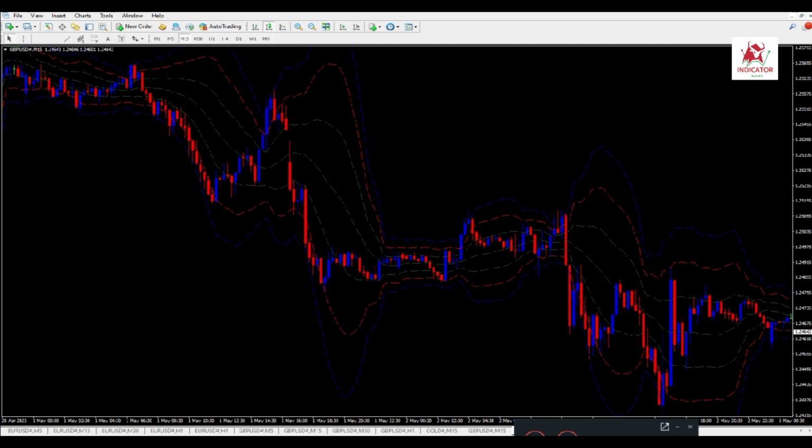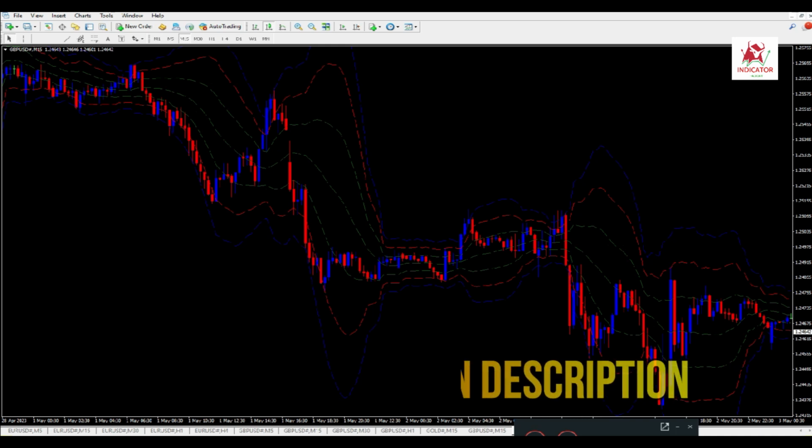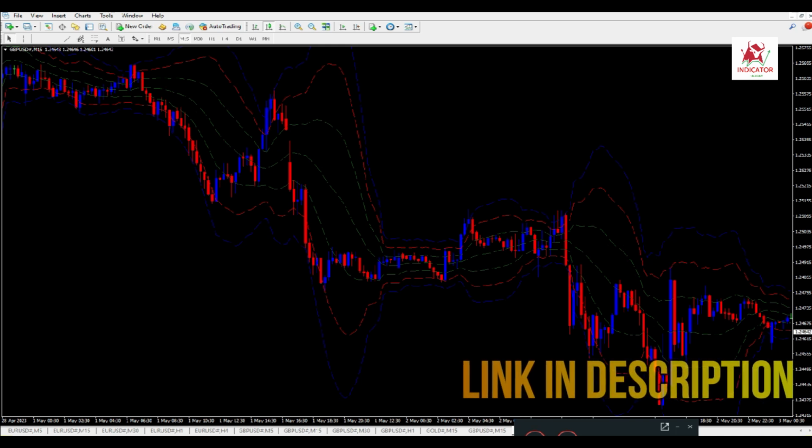Can you install custom indicators in MT4? RSX is not among the default indicators on MT4, but you can download it for free on our site. After download, copy the indicator file into the MQL4 indicators folder of the MT4 trading platform.